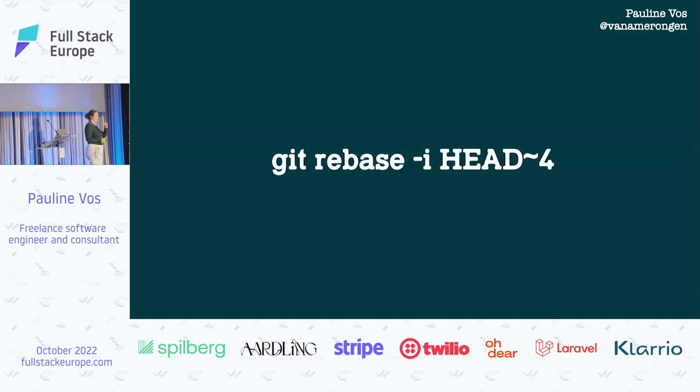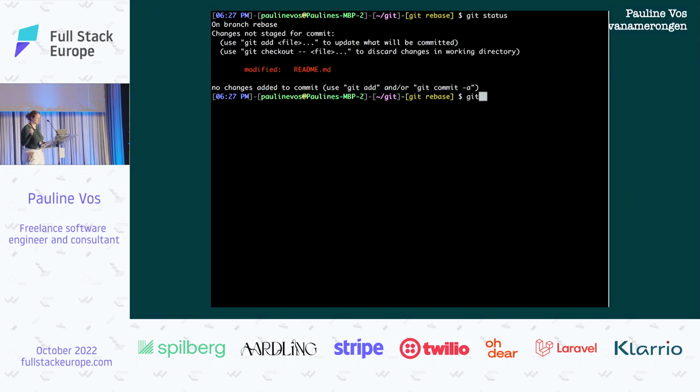And by that I mean the head is your current point in time, the end of your branch. And then ~4, you're telling Git, I want to go back 4 commits. So I want to replay my last 4 commits, basically. And I want to be able to reword them, edit them, all that stuff that you just saw. So let's take a look at what that looks like.